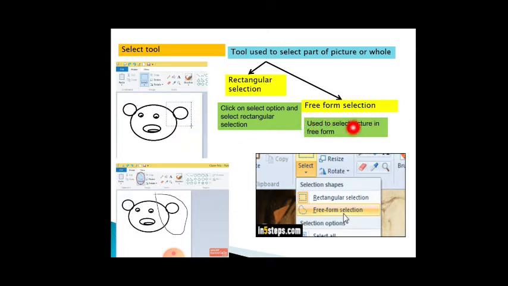What is free form selection? It is used to select the picture in a free form. You can use the selection like this. It depends on the image. If the image is very clear, you can choose rectangular selection. If the image is not clear or there are some minute things, where you can't even make a rectangular selection, then you can go for free form selection, that is, freehand selection. These two options come up if you click on select. So you get rectangular selection or free form selection.